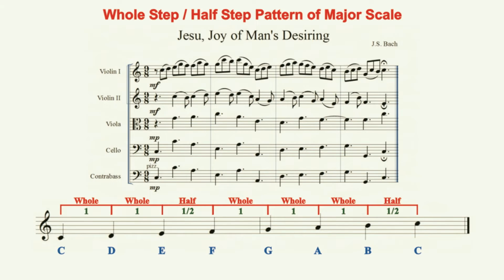As evidence of how this scale pattern influences the sound of a piece, let's listen again to Bach's Ode to Joy, with the song starting on a tone of G, containing no accidentals, so that the whole step, half step pattern is displaced.